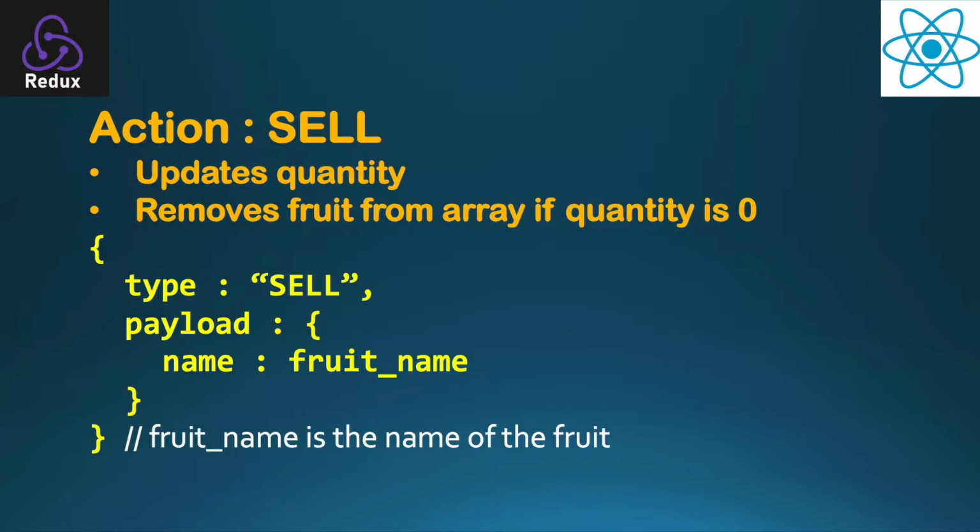So next, what do we want to do? While updating the quantity in the action cell, remove fruit from array if quantity is 0. So if the quantity of that fruit has become 0, we do not want it in stocks also. So this is the change we need to do.